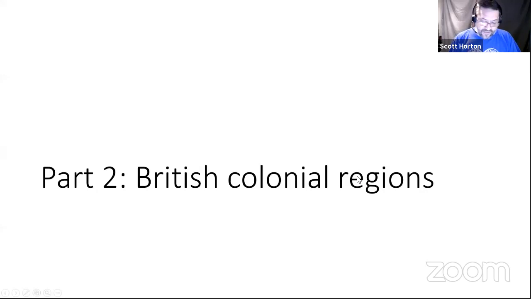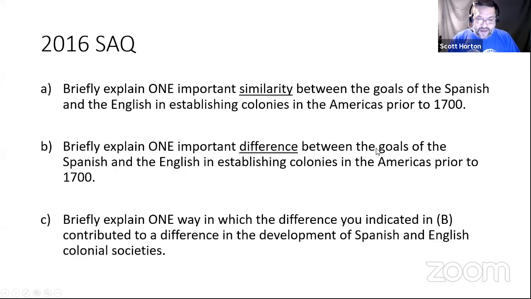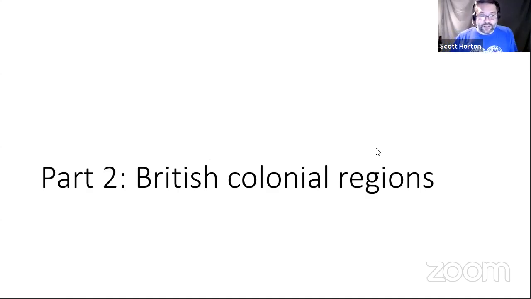And then for C, lots of different answers for that one. The Spanish developed extractive industries in precious metals like gold and silver, where the English were more likely to establish economies based on trade and agriculture, which is one of the things that we talked about. So the different goal led to a different type of society. So that's our first segment. So let's move on here to part 2, British colonial regions.